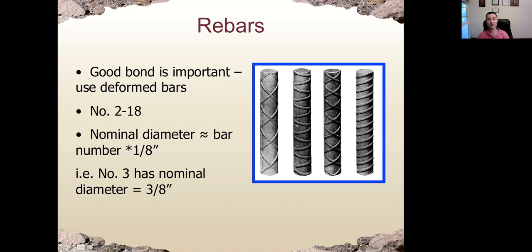The rebar has different sizes from number 2 to number 18. So the nominal diameter is around the bar number times 1/8 inch. For example, number 8 rebar has a nominal diameter of 8 times 1/8, which is 1 inch. Okay.